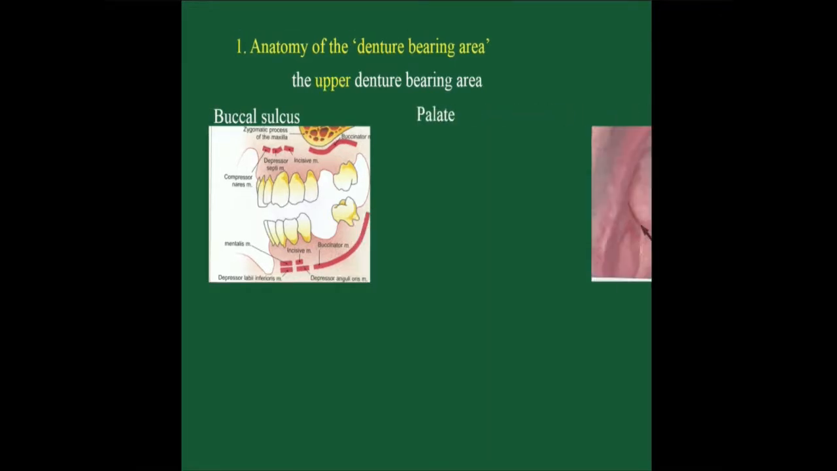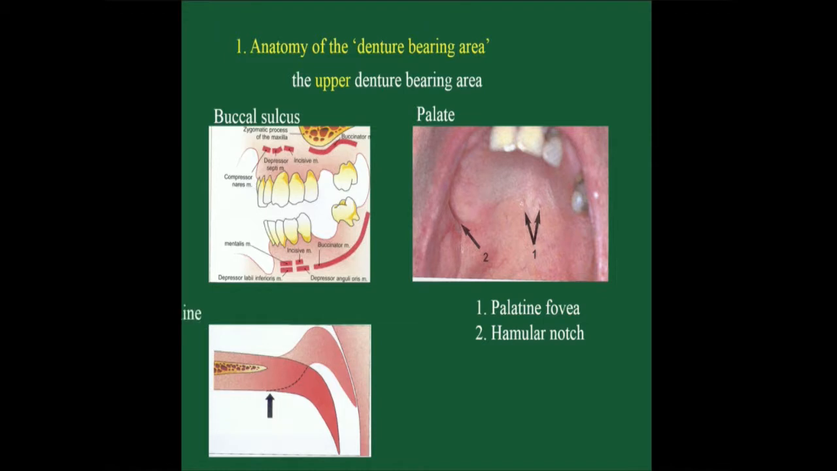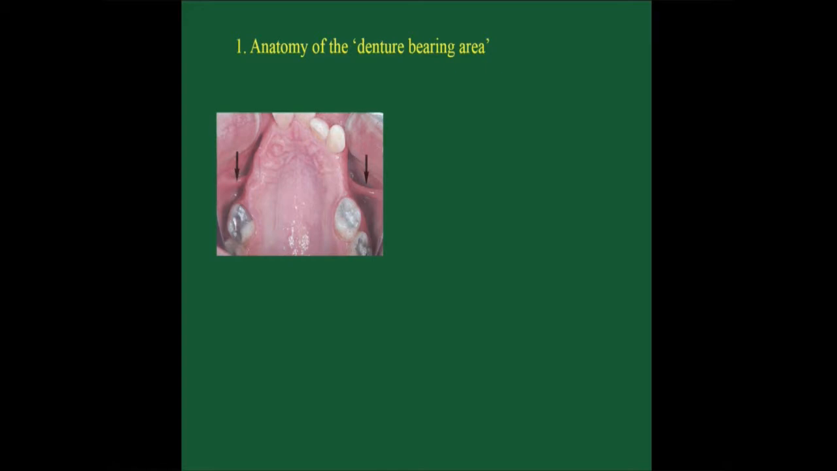The upper denture bearing area is a lot simpler. The buccal sulcus again, we normally want to record the minimum depth of the sulcus buccally, and that's defined by the muscle attachments. In addition to that, we have a hard palate which we want to record as far back as a couple of millimetres in front of the palatine fovea and as far back as the hamular notch. The vibrating line can give us an indication, if we can't see the palatine fovea, of where we want to finish the denture on the palate.